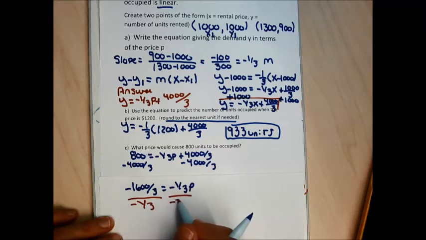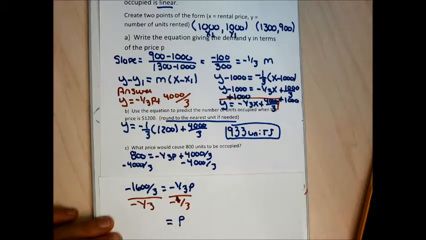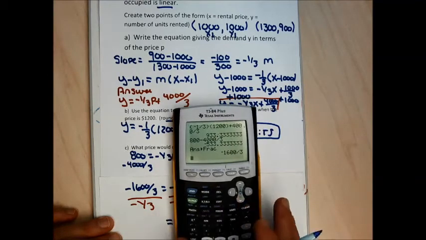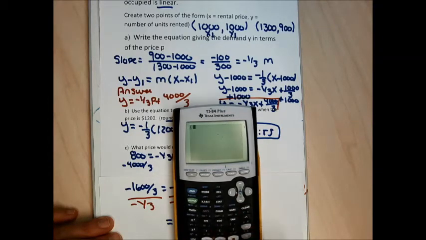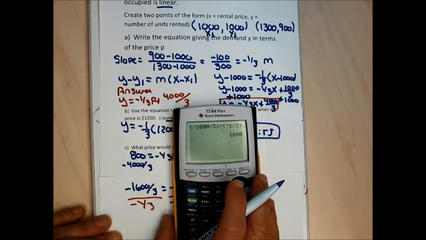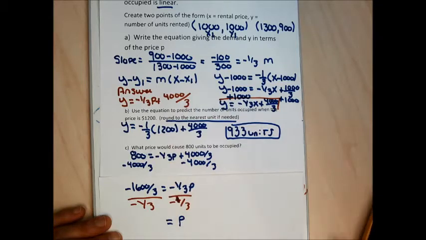So now I'm going to divide both sides by negative 1/3. On the right-hand side, I'll cancel the 1/3 and get a P. And on the left-hand side, I'm going to get 1,600. But I'm going to do that on my calculator. For the left-hand side, I'm going to go negative 1,600 divided by 3 for the numerator, and then divided by negative 1/3, which is negative 1 divided by 3. And that gives me 1,600, $1,600 is the price.